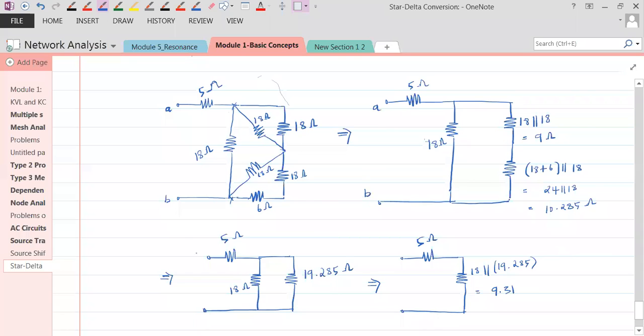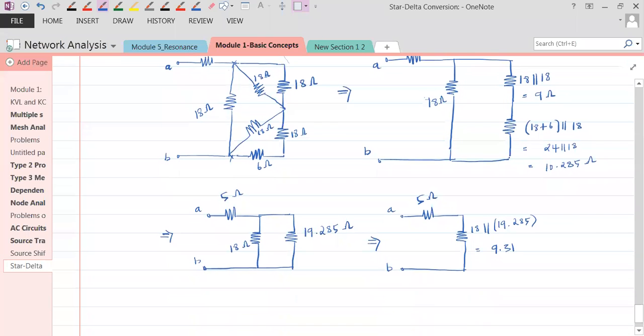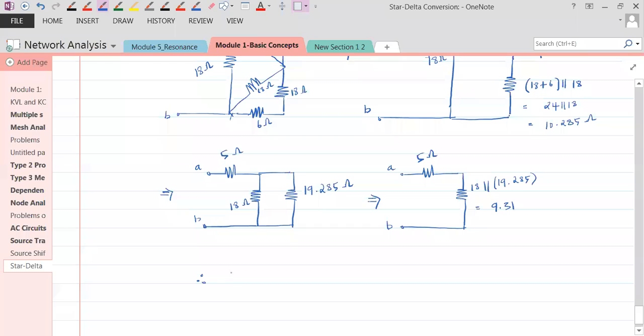Okay, so these are all terminals AB. We need to be good with that. So we have to write it because across AB they have asked us. So what is the resistance across AB now? Therefore, RAB is 5 ohms plus 9.31, and that gives us 14.31 ohms. So this is how the things go.